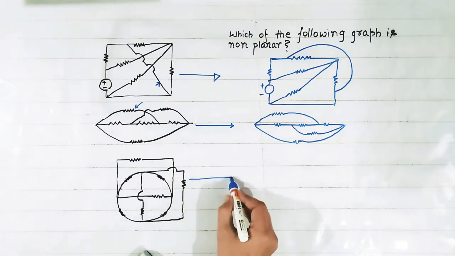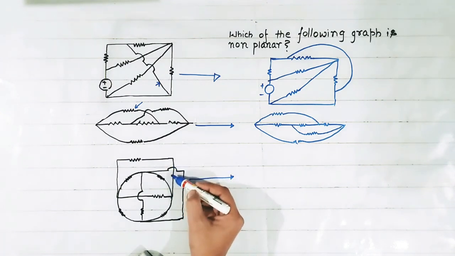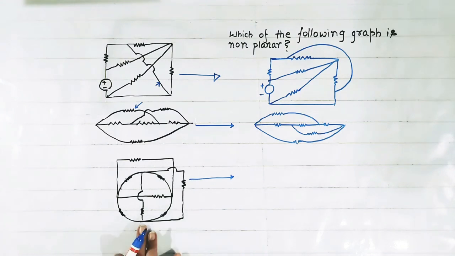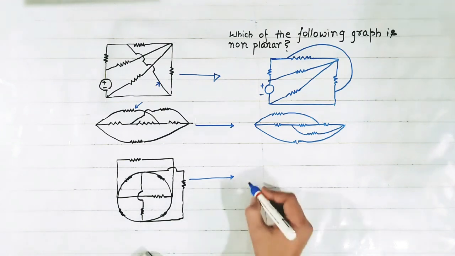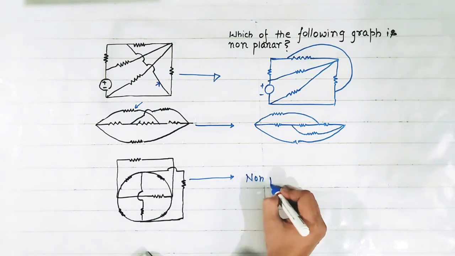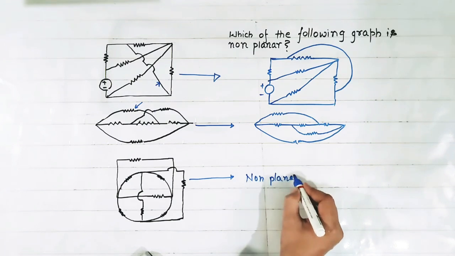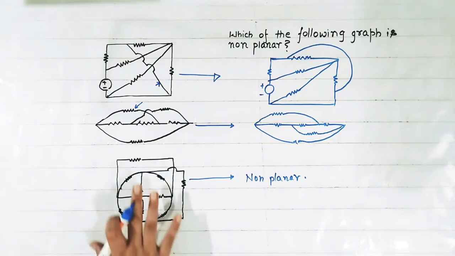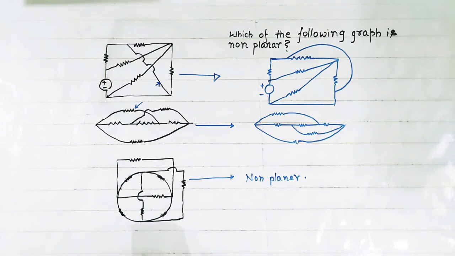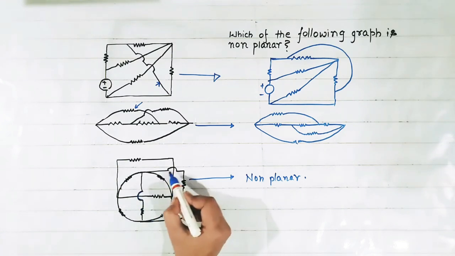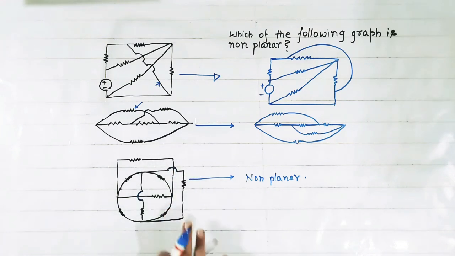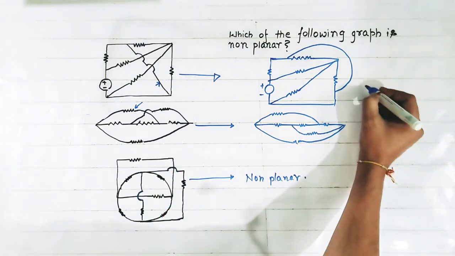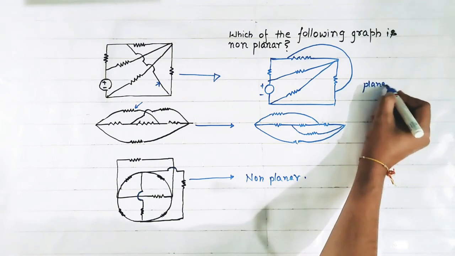Now see this. Here these two branches overlap, and we cannot draw this graph as a planar graph because it is a non-planar graph. When you try to draw this graph in a plane, you will not be able to draw it, because here this branch is overlapping and here this branch is overlapping. So this is a non-planar graph, while these two graphs are planar.